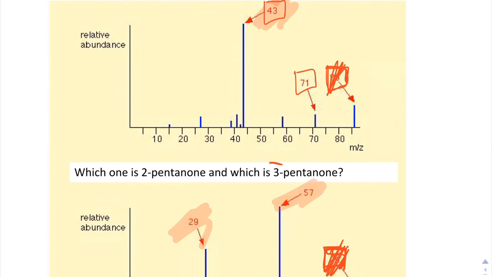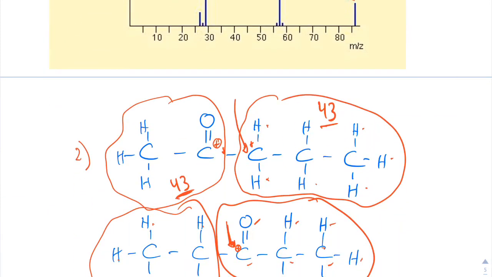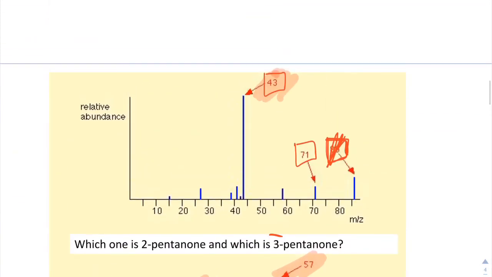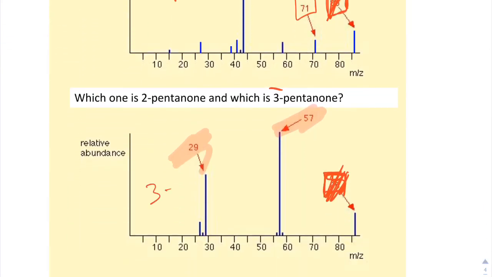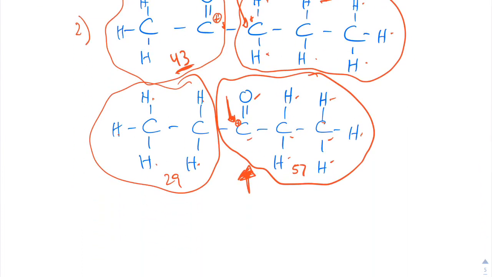Okay, so I don't know what's in my beaker. What isotope did I make, or what isomer I mean? We run it through. 43, looks like this one is the 2-pent. And this one must be the 3. Okay. Let's try some other examples.